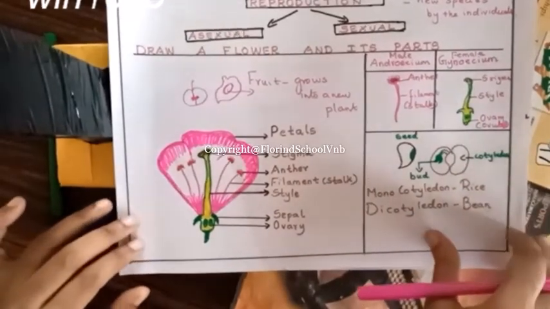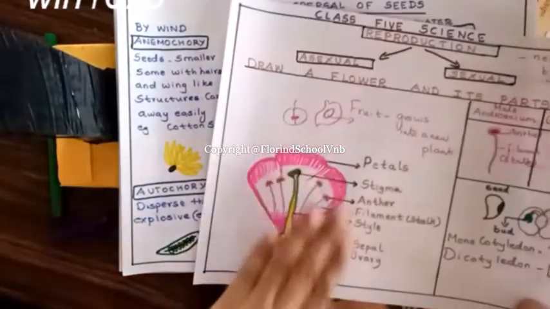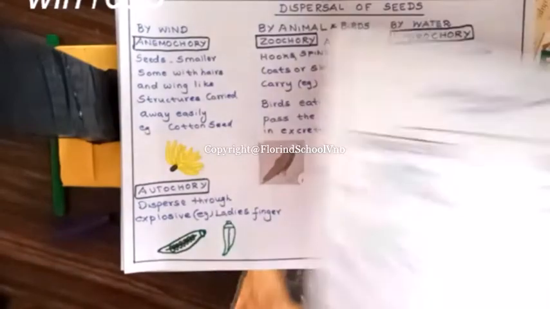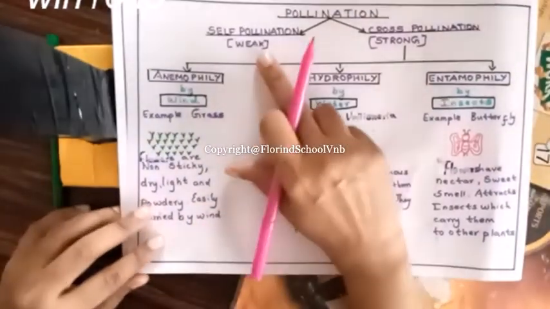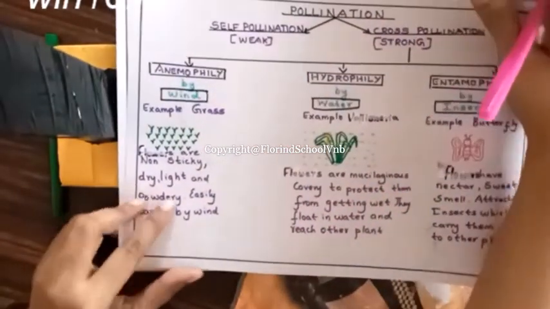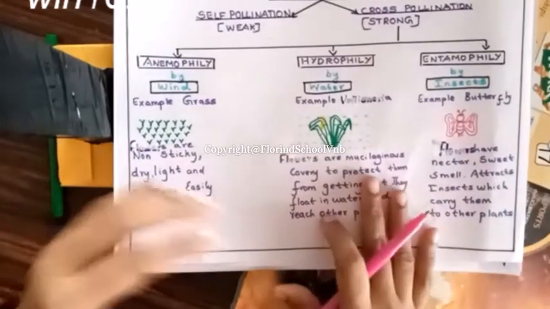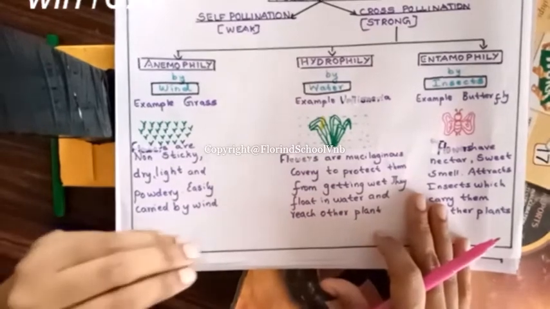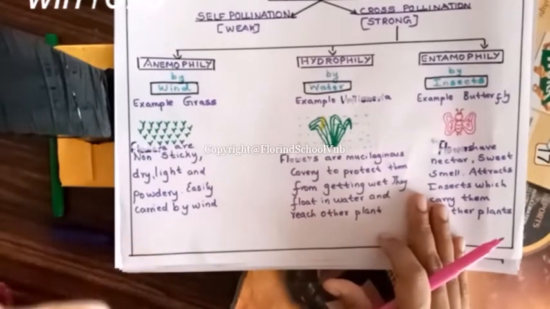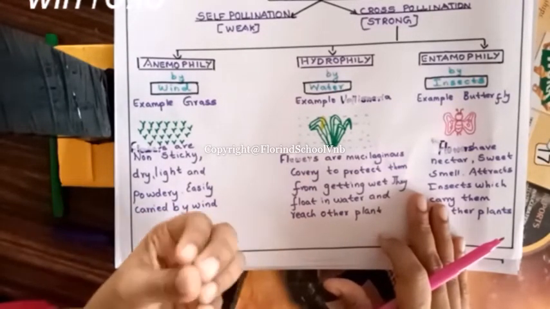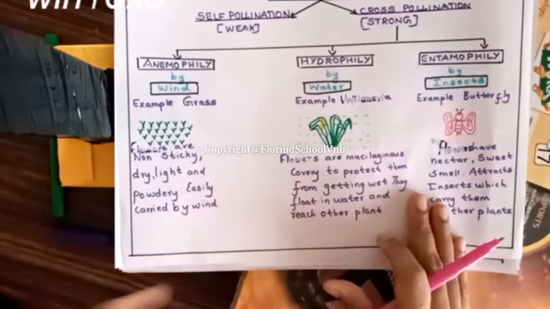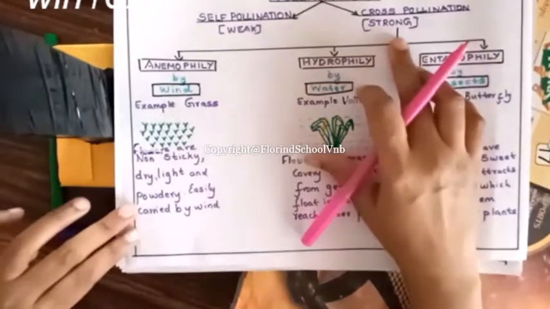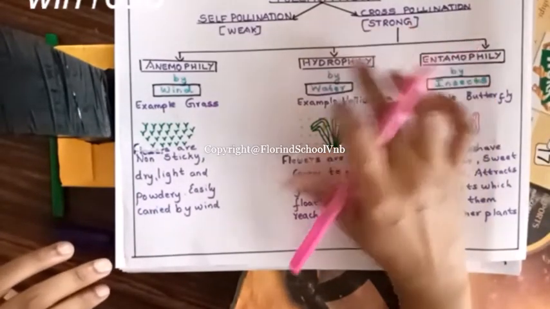Okay. Now this reproduction is called pollination. Pollination can be of two types, self-pollination and cross-pollination. Self-pollination occurs in the same plant. The andrecium and gynecium of the same plant pollinate, but it is very weak. So, cross-pollination is strong.